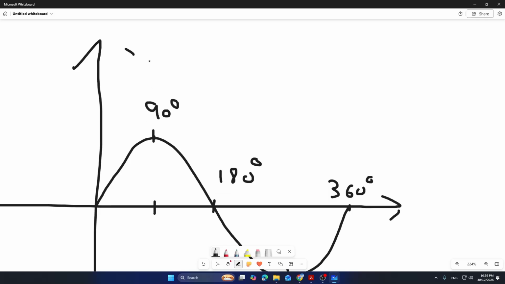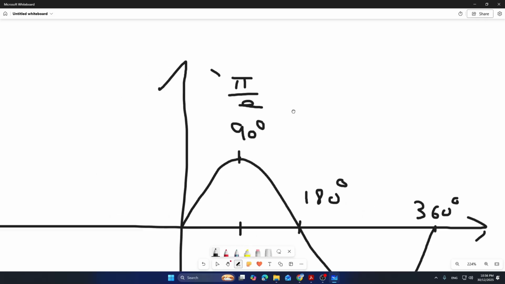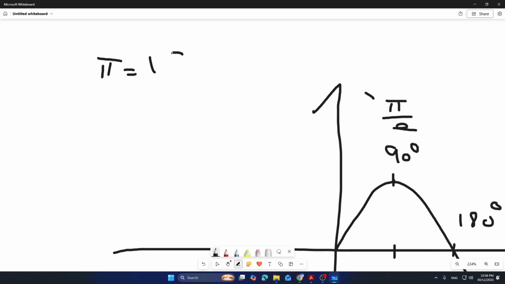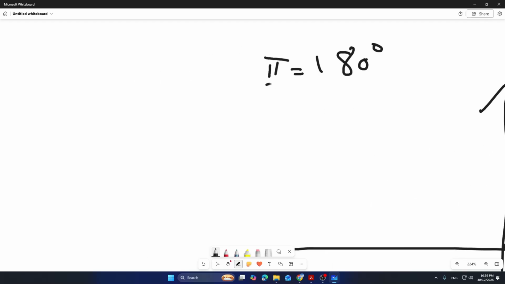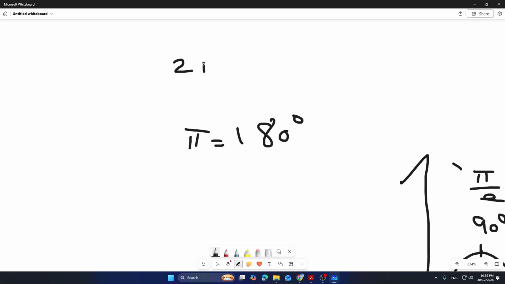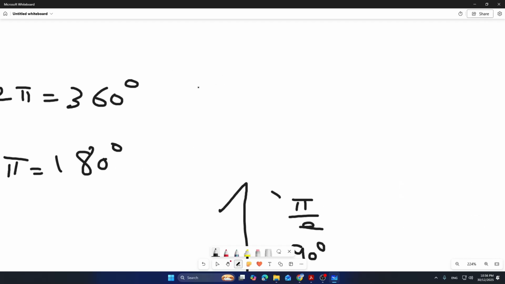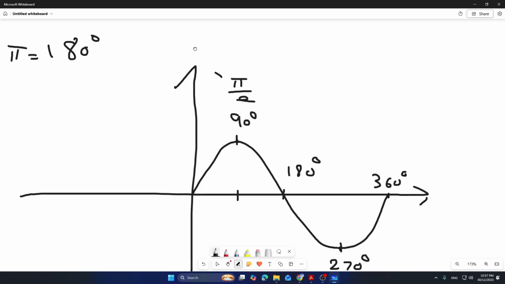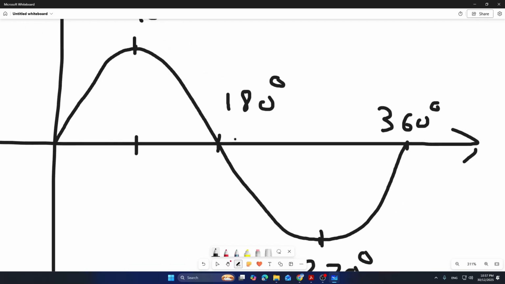Here 90 degrees is the same as pi over 2, because we know pi equals 180 degrees. So half of pi is 90 degrees. Pi is 180 degrees, and 2 pi is a whole circle, which is 360 degrees. And we know that pi over 2 equals 90 degrees. So this is pi over 2. 180 degrees is going to be pi.